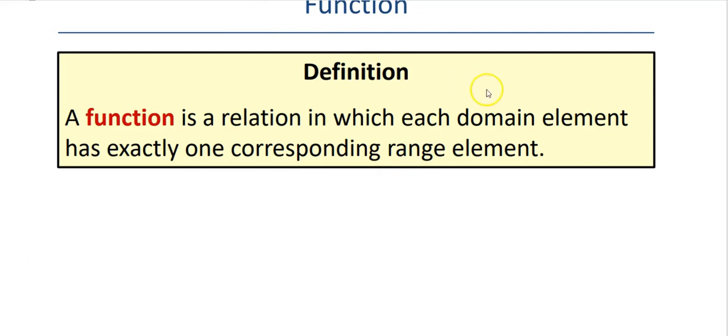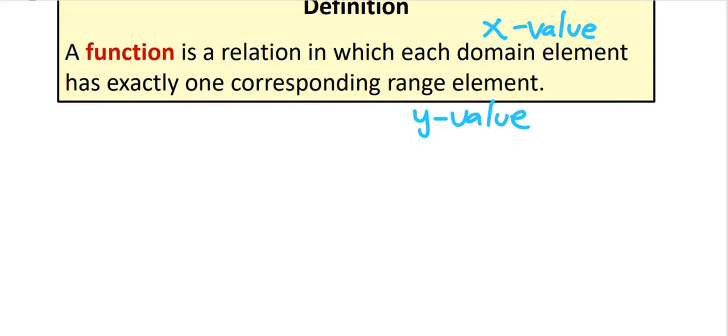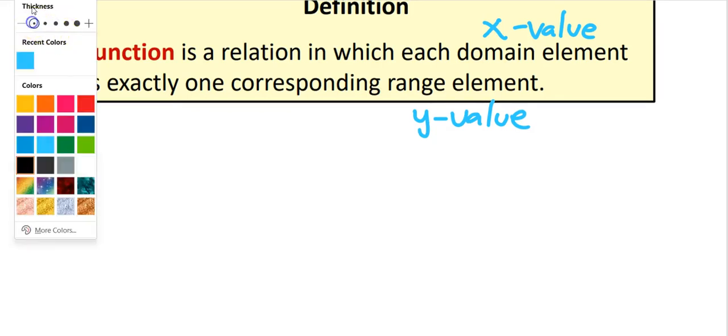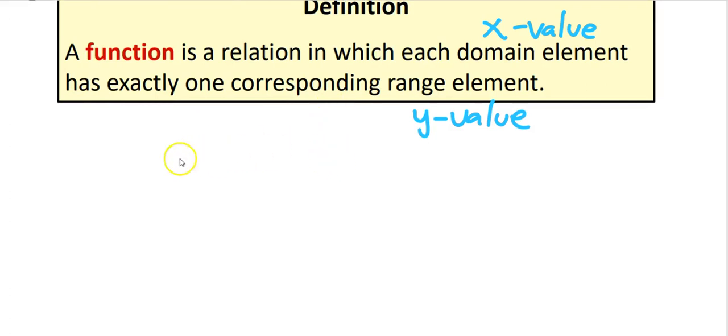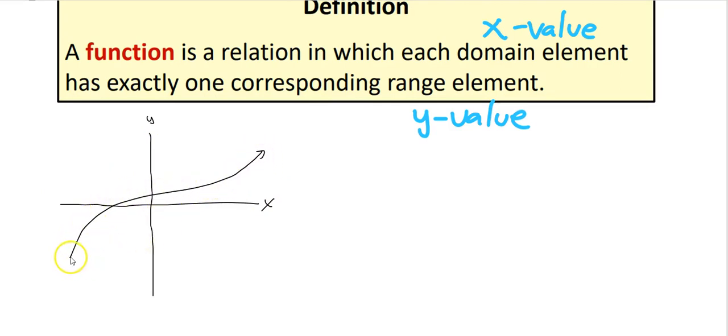Remember that the domain element is your x value, and your range element is your y value. Let's remember what that means pictorially. Okay, let's draw a little graph. Remember, when we were studying functions, we have a graph like this. We have y, we have x. When something is a function, it can look like this. This is what it means where the relation in which each domain element has exactly one corresponding range element.